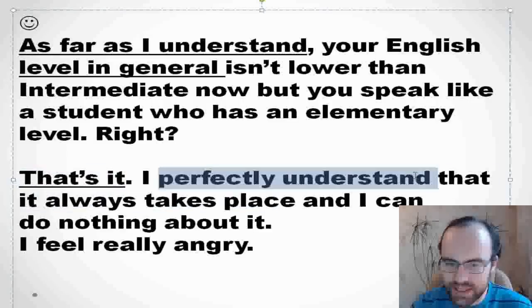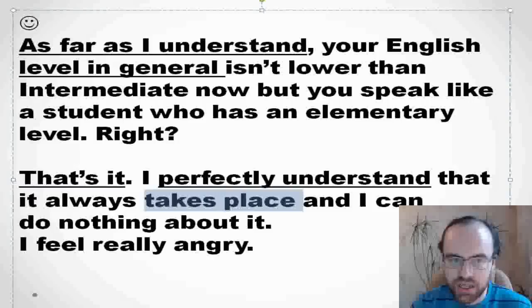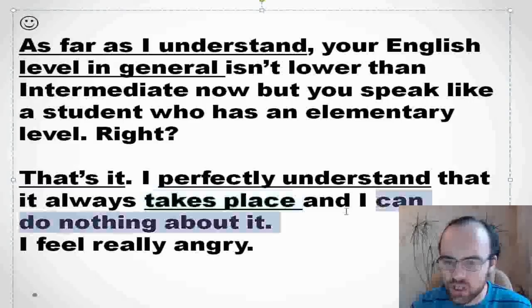I perfectly understand that it always takes place and I can do nothing about it. So I perfectly understand, it means that I understand it really well, I understand it very clearly, that it always takes place, it always happens, and I can do nothing about it. It means that I can't change it. So I have this problem and I don't know what to do. Okay? So I feel really angry.